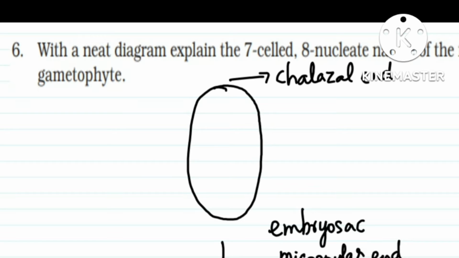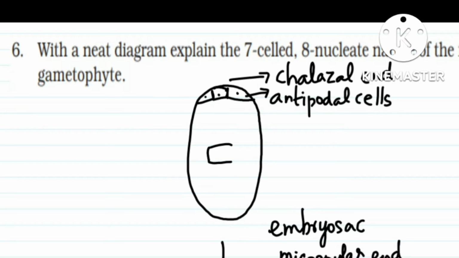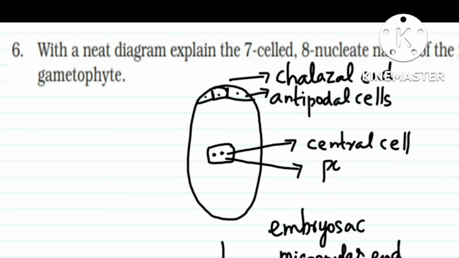At the chalazal end there would be 3 cells, and these 3 cells are called antipodal cells. Then there will be a central cell. And the central cell has got 2 nuclei, but they are not fused together, they are separate. And these nuclei are called polar nuclei.